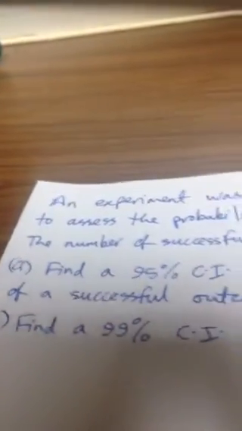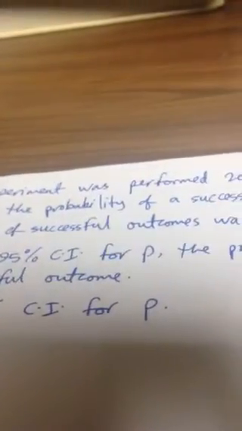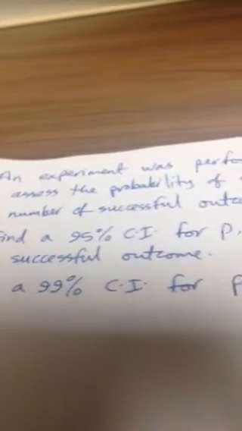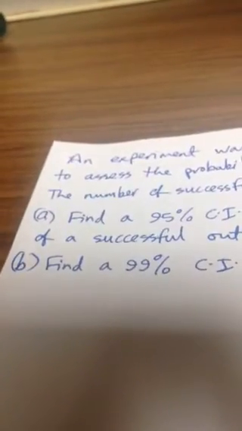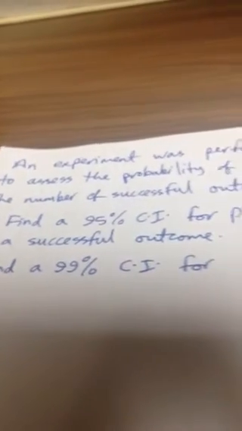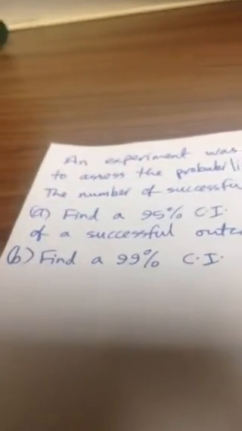We are required to find a 95% confidence interval for P, which is the probability of a successful outcome, and also we must find a 99% confidence interval for P.